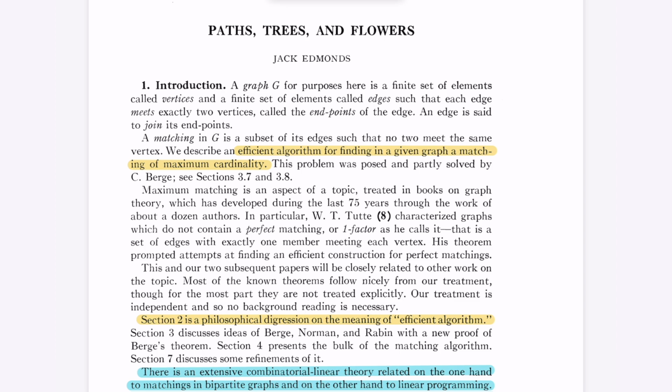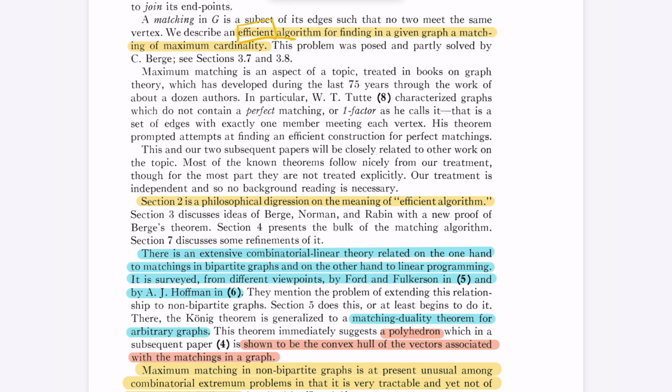1963, right? I think it's about 10 years after Ford-Fulkerson. I've highlighted some passages here. An efficient algorithm for finding in a graph a matching of maximum cardinality. I think the key word here is efficient. This is practically the age of vacuum tubes, so they were just happy to get things that worked. But he's talking about efficient algorithms, that some algorithms are better than others. This is important in 1963. Section 2 is a philosophical digression on the meaning of efficient algorithm. Section 3 discusses ideas of Berge, Norman, and Rabin. Rabin, as in Karp-Rabin, and primality testing. So Rabin is also one of these people ahead of his time. Berge is a graph theorist who studied matchings more from an existential point of view.